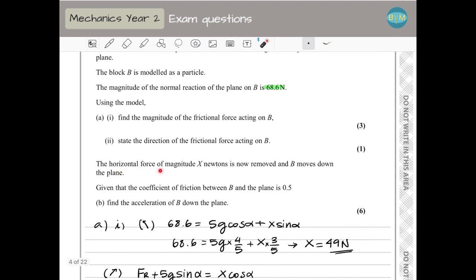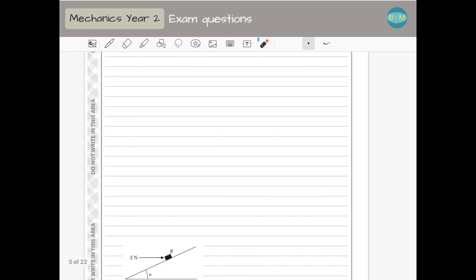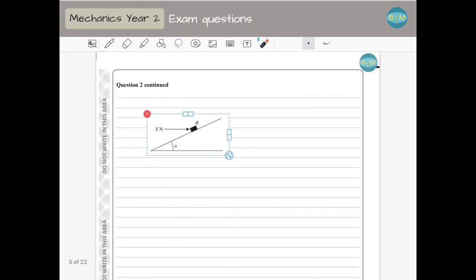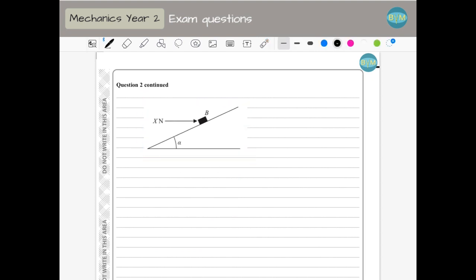Then the horizontal force is now removed and B moves down the plane. Given the coefficient of friction is 0.5, find the acceleration. And it's a lot of marks. So you have to think that every time you add or remove forces in a friction question, your friction direction can change. So you have to check. In this case, I'm going to do a new sketch, without this force. So I'm going to delete this force here. We don't have this force anymore.